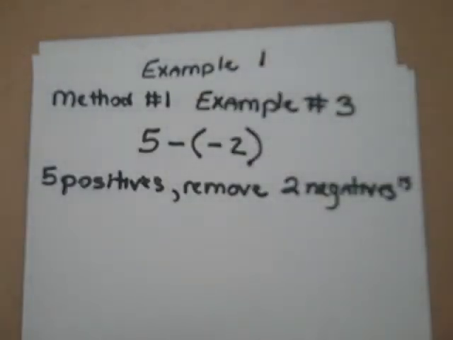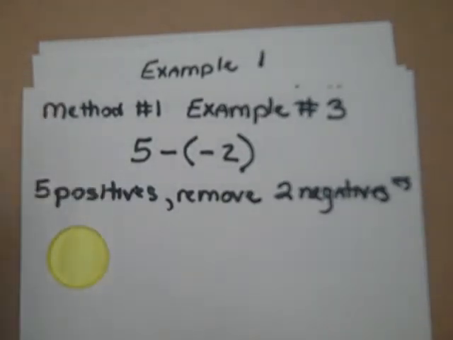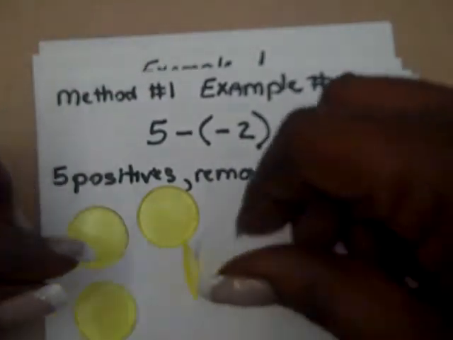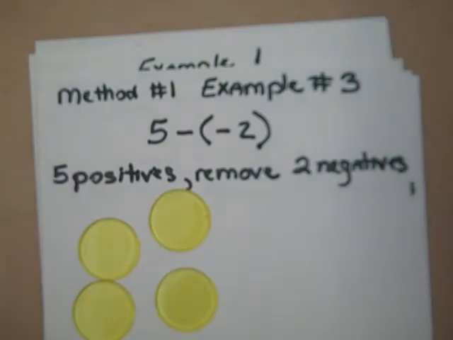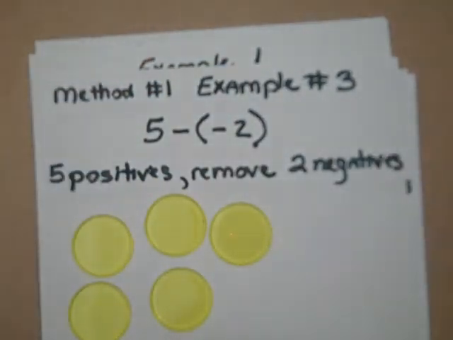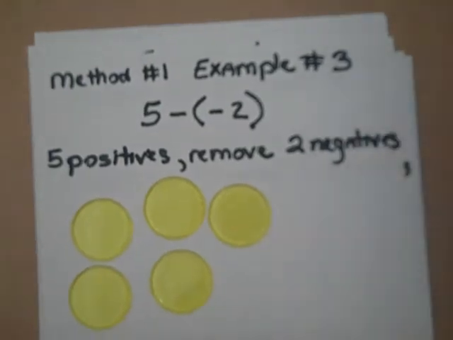Another example, 5 positives, remove 2 negatives. So the first integer is a positive 5. So what I'm going to do is put in 5 positives. And from these 5 positives, I must remove 2 negatives. Well, as you can see, I don't have 2 negatives.